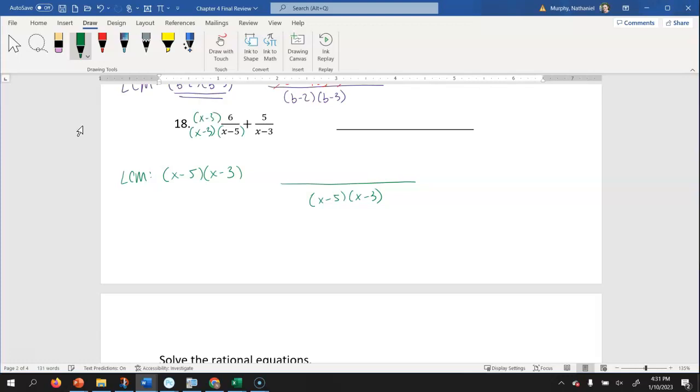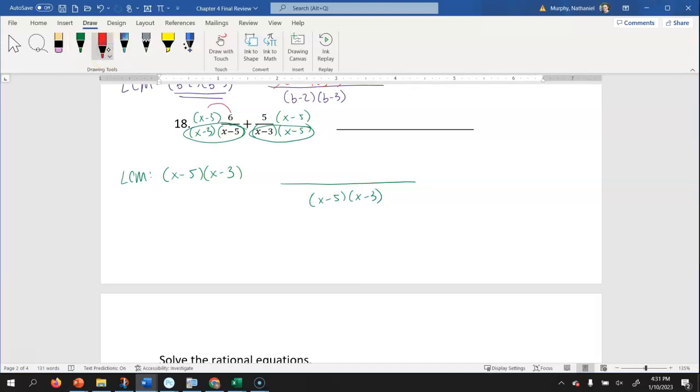So we're going to multiply the top and bottom by x minus 3. Let's look at the next fraction. What do we have? We have x minus 3. What are we missing? We're missing x minus 5. So we're going to multiply the top and bottom by x minus 5. So I have my denominator, which is what I wanted, x minus 5, x minus 3.